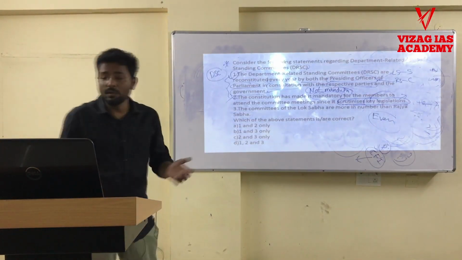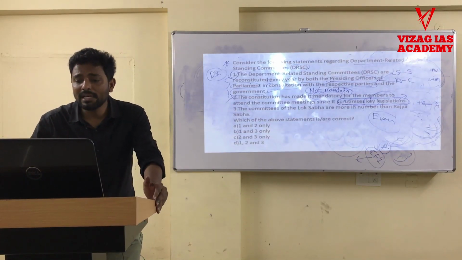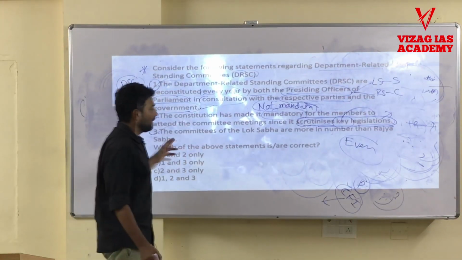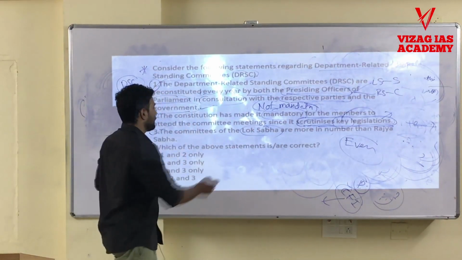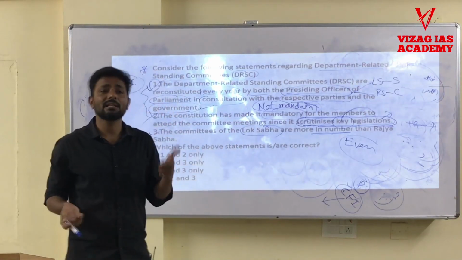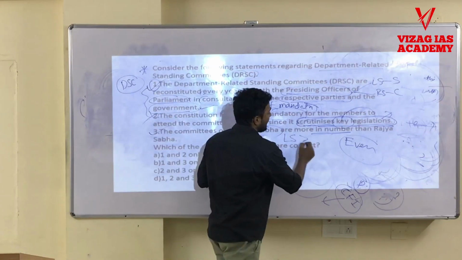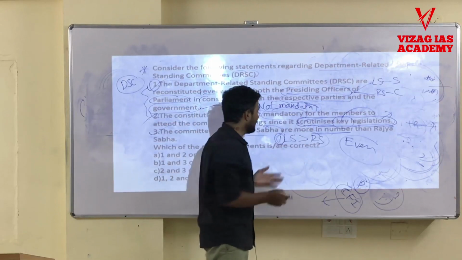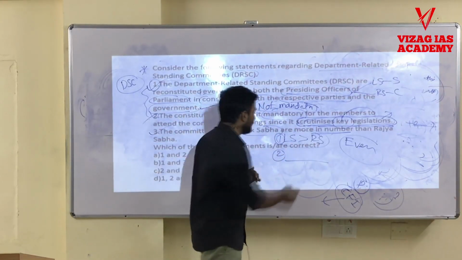The third point is the committees of Lok Sabha are more in number than Rajya Sabha. Yes, this is true, for two reasons. Why is the number more in Lok Sabha than Rajya Sabha? Because the number of members itself in Lok Sabha is greater than Rajya Sabha. This is a direct reason, clearly you can establish. The second reason is, this is the people's house, directly elected by the people.